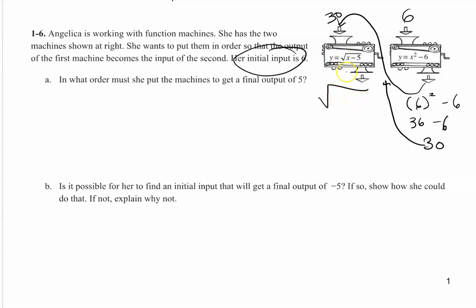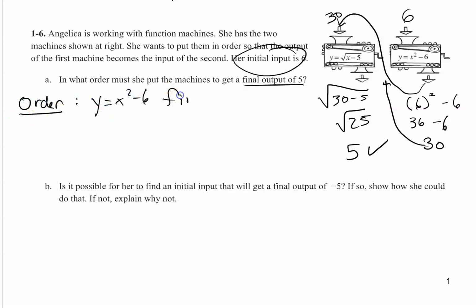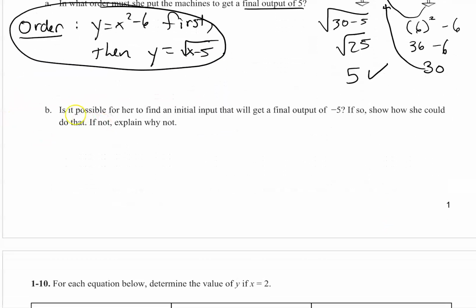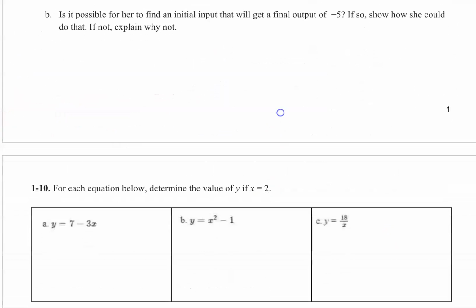It takes the square root of the number, subtract 5. So the number was 30 now. 30 subtract 5 is 25, and square root of 25 is 5. So that works. We got a final output of 5. So the order is y equals x squared minus 6 first, then y equals square root of x minus 5. Okay, you can try B. Let's move on to 1-10.